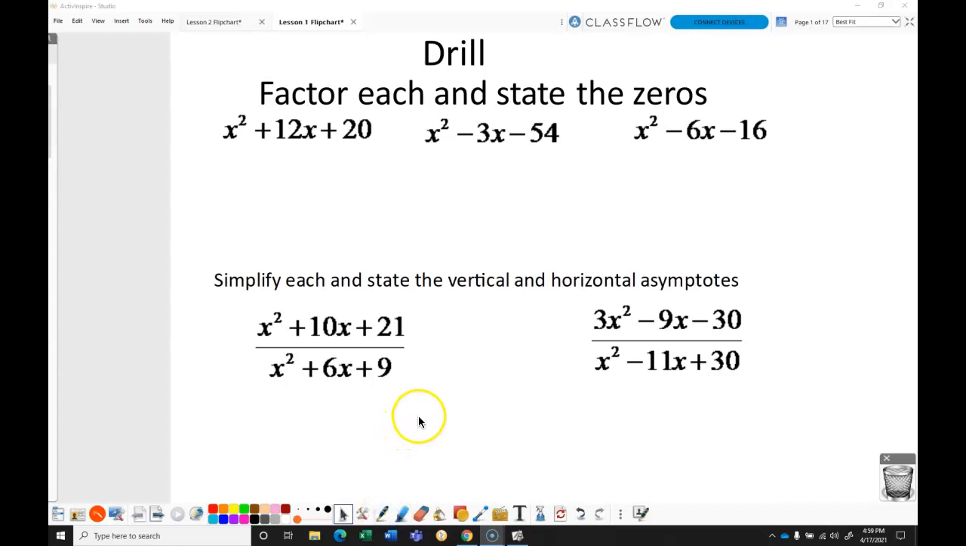All right, so hopefully you had a chance to try the drill. I'm going to go over it, and then we'll get right into the lesson. So we need to factor each and state the zeros. This goes back to the beginning of the unit. These are not perfect squares, so I don't see a pattern here.